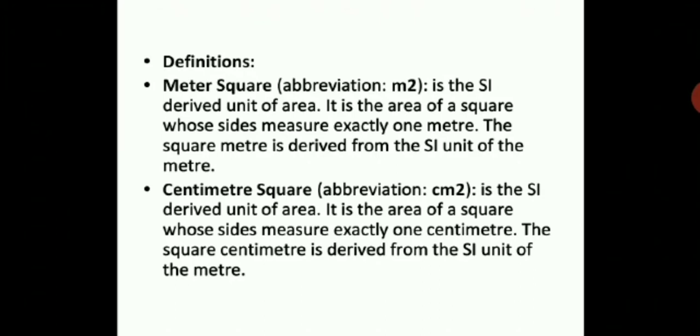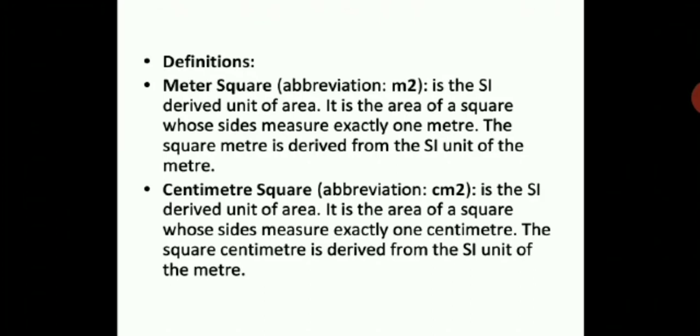You just need to understand this definition. Meter square is the SI derived unit of area. It is an SI unit. Understand this, children. It is the area of a square whose sides measure exactly 1 meter. So the square meter is derived from the SI unit of the meter. If a side of a square is 1 meter, then the area of the square will be 1 meter square, because the formula of the area of a square is side square. So 1 meter into 1 meter will give you 1 meter square.